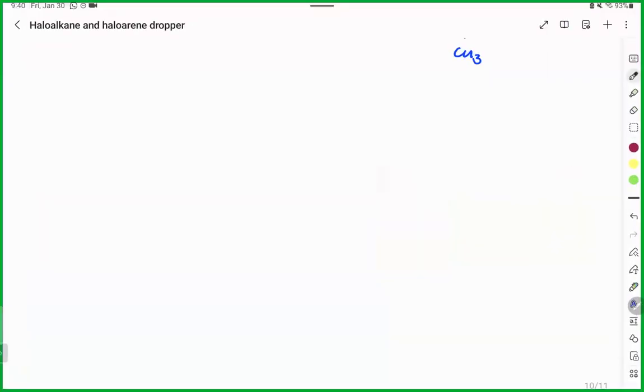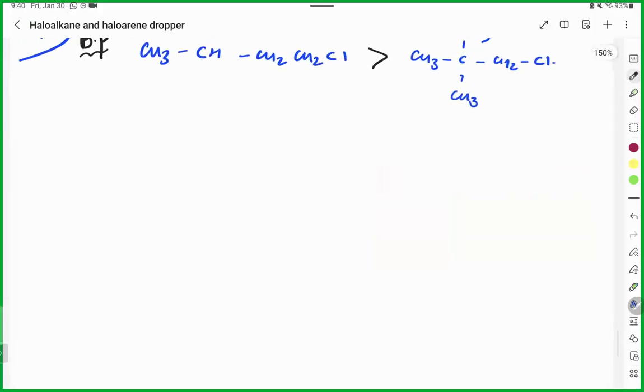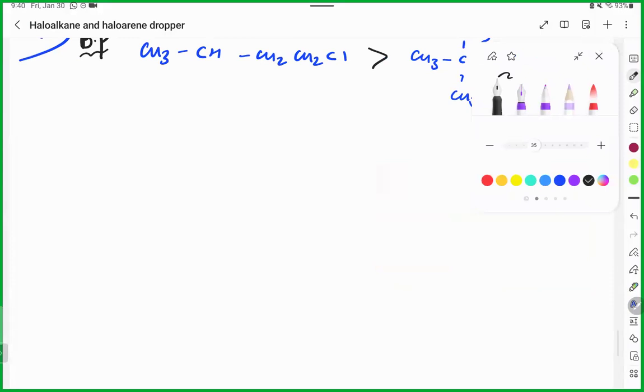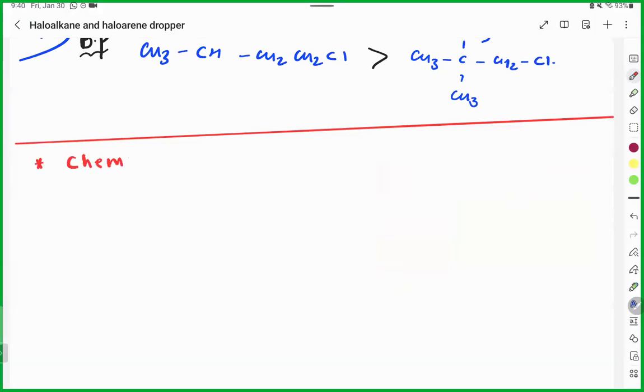So, as I mentioned, we will start the chemical properties of haloalkanes and haloarenes, which basically means how haloalkanes and haloarenes react in different situations. So, the topic name is chemical properties. In this chemical properties, we have three types of situation.